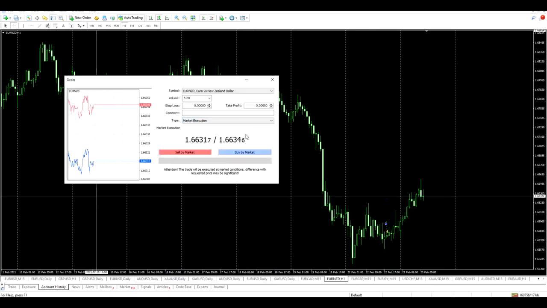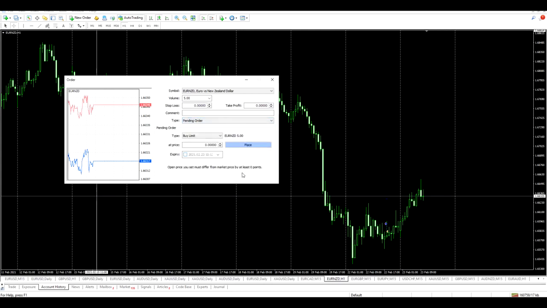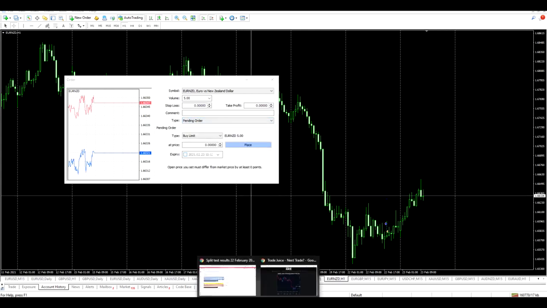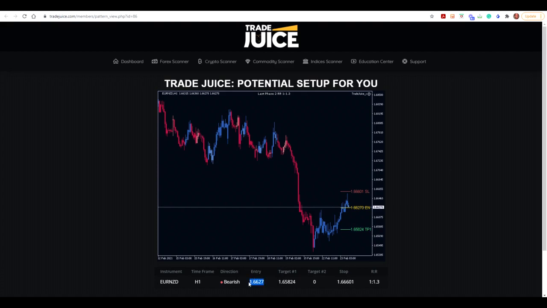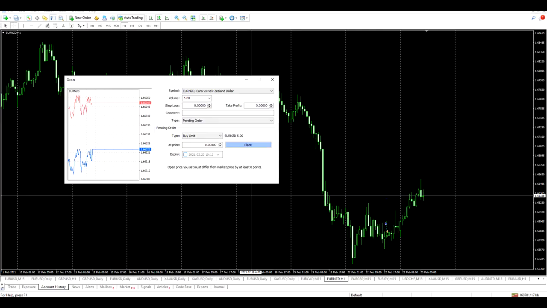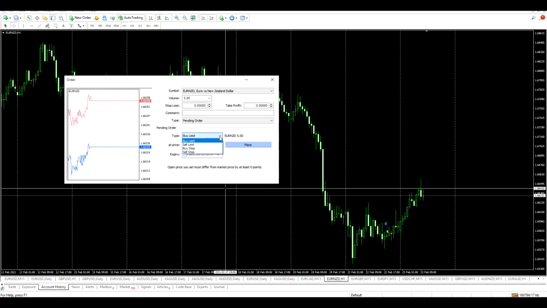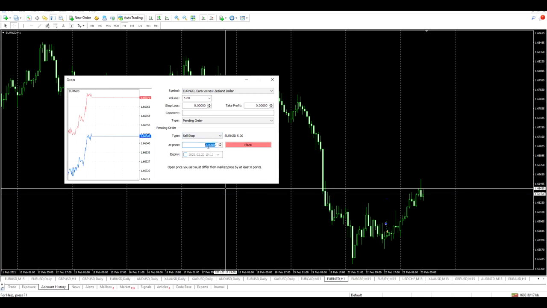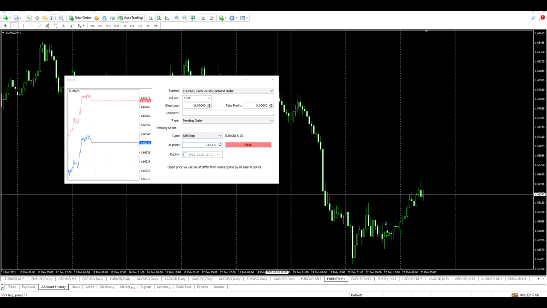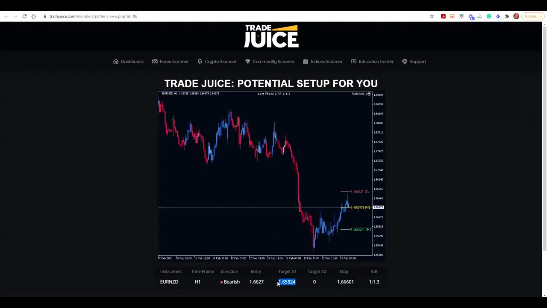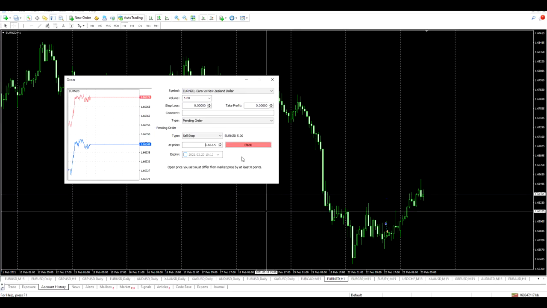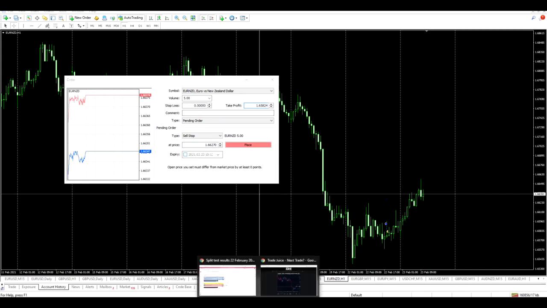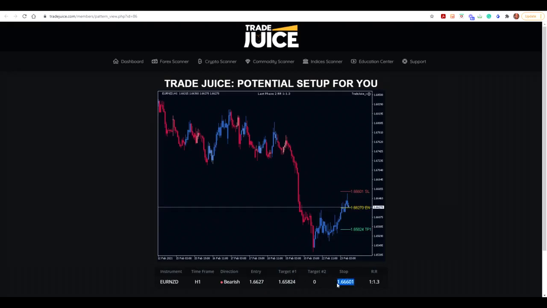Price is not yet at the point of entry, so I'm going to set up a pending order. All I'm going to do is copy the entry, and I'm going to put that in, and we're going bearish, so I'm going to put this in as a sell stop at price such, and then all I have to do is copy over my target, which is my take profit, and I'm going to put that in right here, and I just set my stop, and that's displayed for me here.